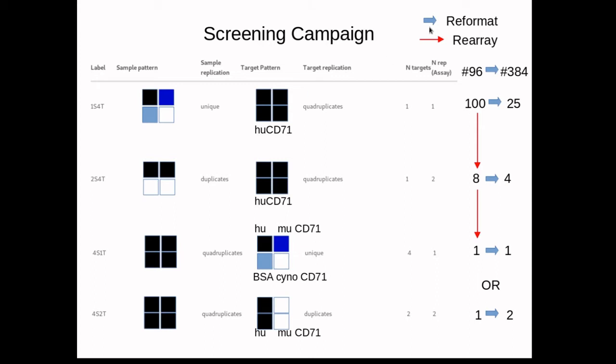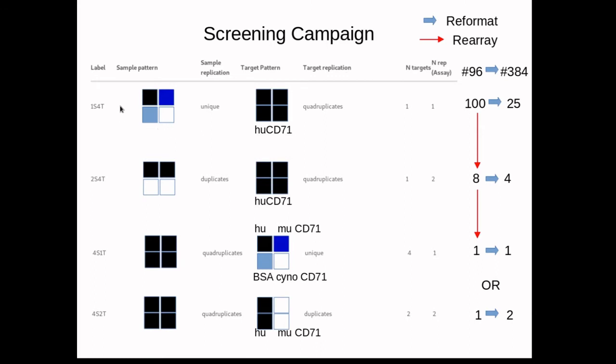The blue arrow represents a reformatting operation, that is, combining multiple 96 well plates into 384 well plates. The red arrow is a rearray or cherry picking operation. This will be a 3-step campaign, with the 3rd step having 2 options.